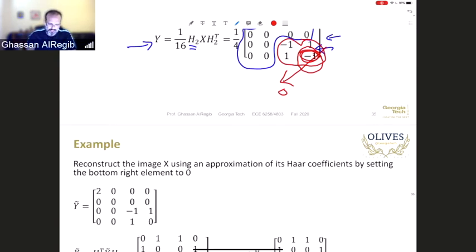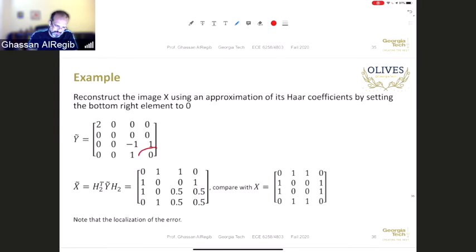If that's the case, then you see this became a 0 in here, and I will call this y tilde, an approximation of y, or basically an error version of y. And then I want to apply this equation from previous slides to calculate what that x should look like. And here is the x, right? And here is the original x. So this is x tilde and this is x. So you can see in here what really happened. I have only one number that was -1 in the Haar transform domain that became a 0.